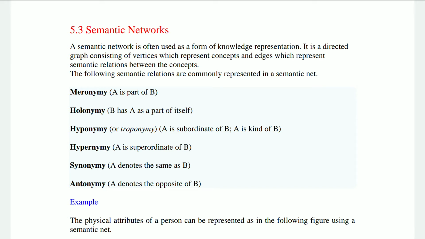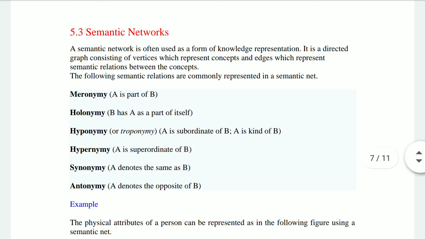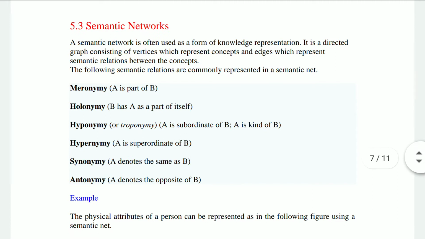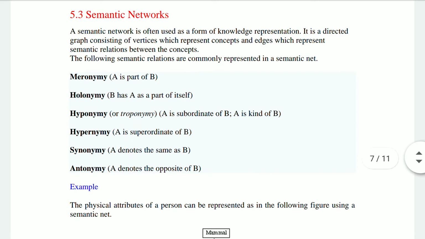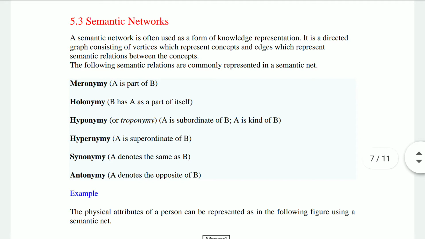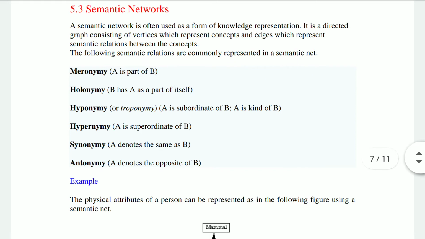Now, the following semantic relations are commonly represented in a semantic net. What are they? Meronym, holonym, hyponym, hypernym, synonym, and antonym. Let us see each one of them one by one. These are the semantic relations that are commonly represented in a semantic net.